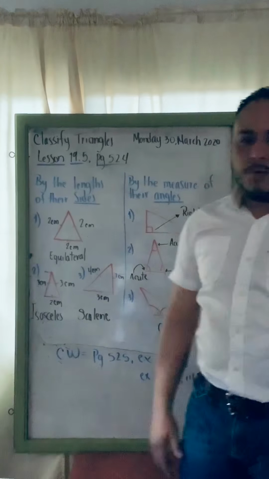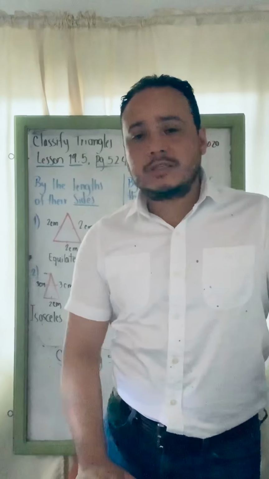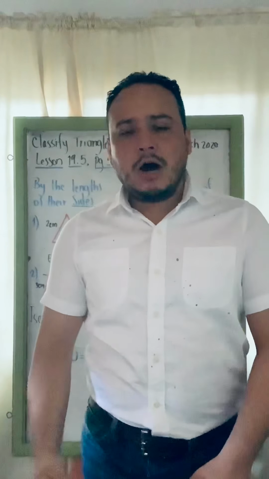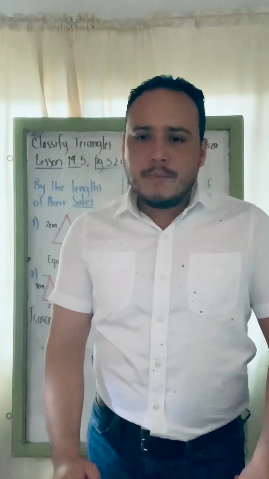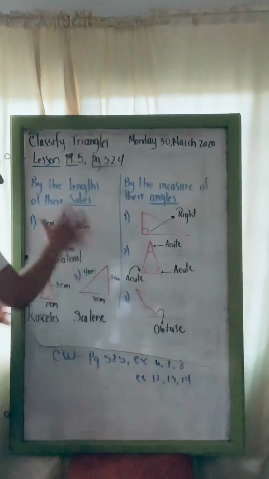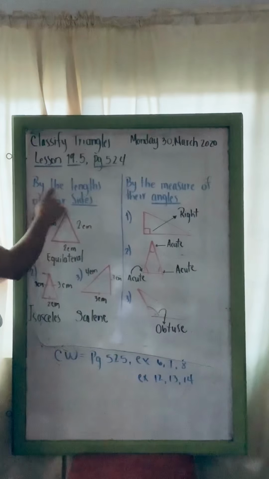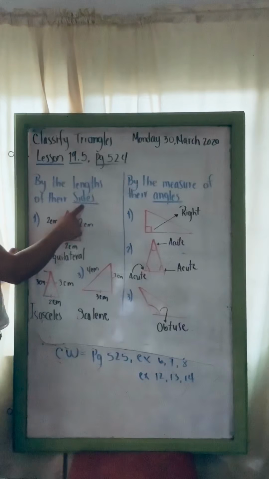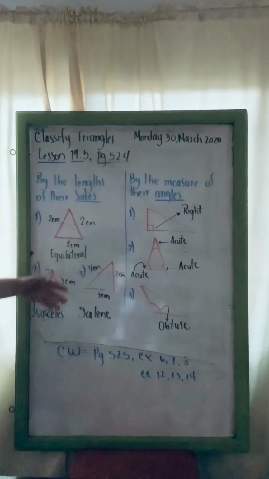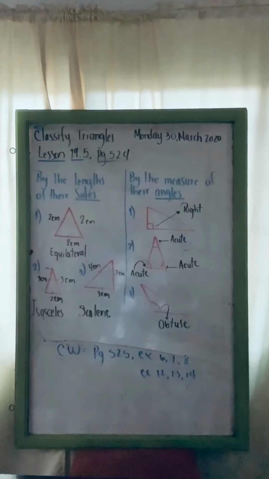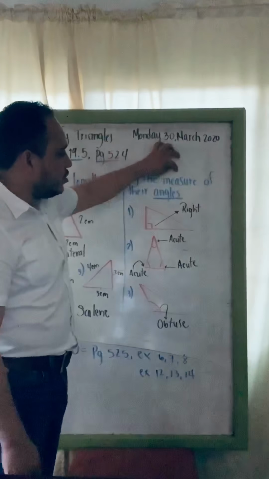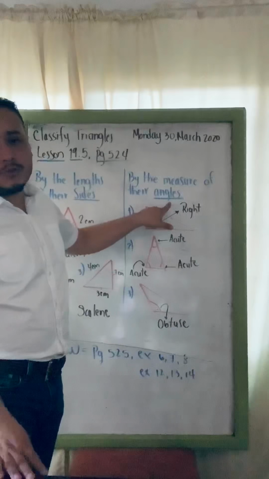First of all, let me tell you that we have 6 different ways to name a triangle. Now, these different ways to name a triangle are based on 2 different divisions. The first division is by the length of their sides, which means that you need to measure the length of the sides of a triangle, and then based on that you need to give a name. The other division is by the measure of the angles, the internal angles of the triangle.